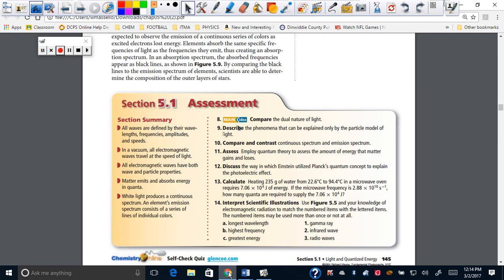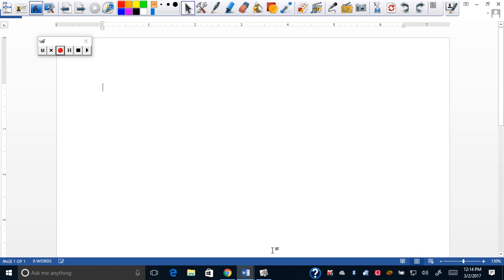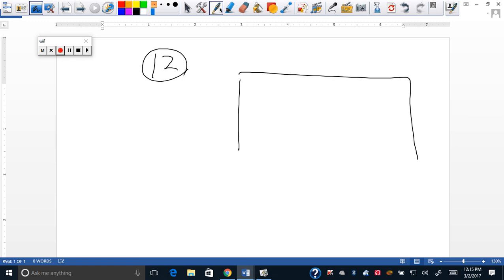Number 12, discuss the way in which Einstein utilizes Planck's quantum concept to explain the photoelectric effect. All right. Guys, I'm going to show a video for you, okay? Photoelectric effect. How many of you have ever put metal in the microwave? What happens if you put metal in the microwave? Put aluminum foil in the microwave. Put a CD in the microwave. Anybody put broken light bulbs in the microwave? What happens if you put broken light bulbs in the microwave? They light up. I've seen somebody put Christmas lights. All right. So there we go.